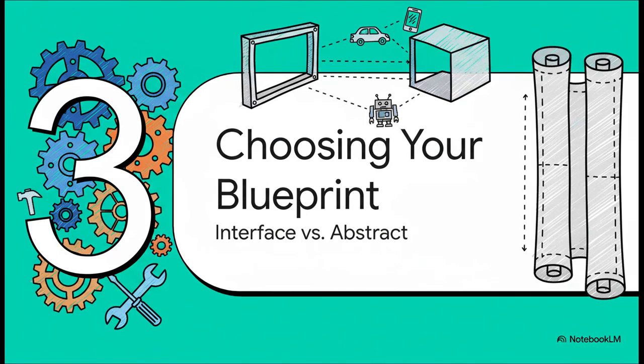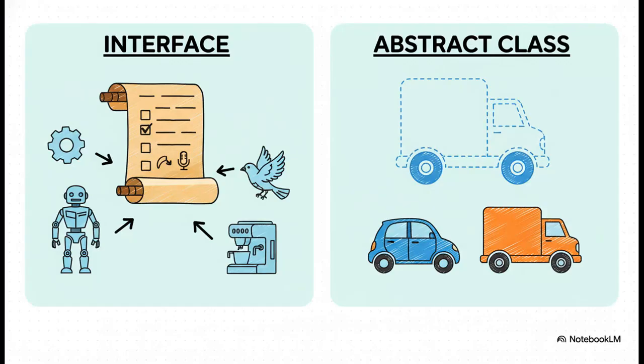Okay, so we've got the big ideas down. But in the real world, developers need tools to actually define these blueprints. And that choice often boils down to two key tools: interfaces and abstract classes. Let's put them side by side. On the one hand, an interface is like a strict contract. It just says, hey, any object that signs this contract must be able to do these things. It doesn't care how you do them.